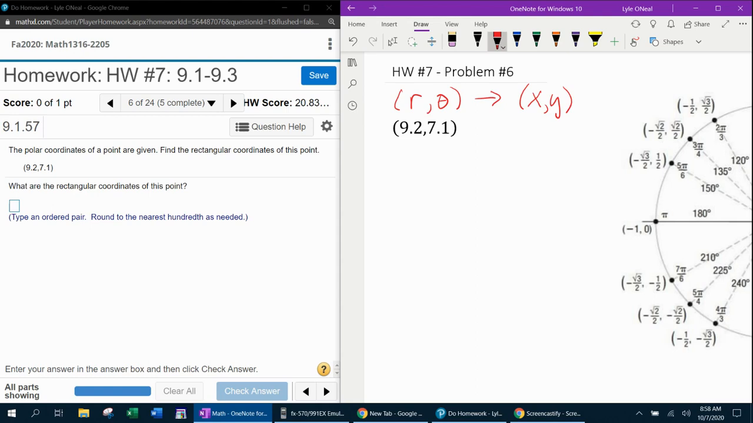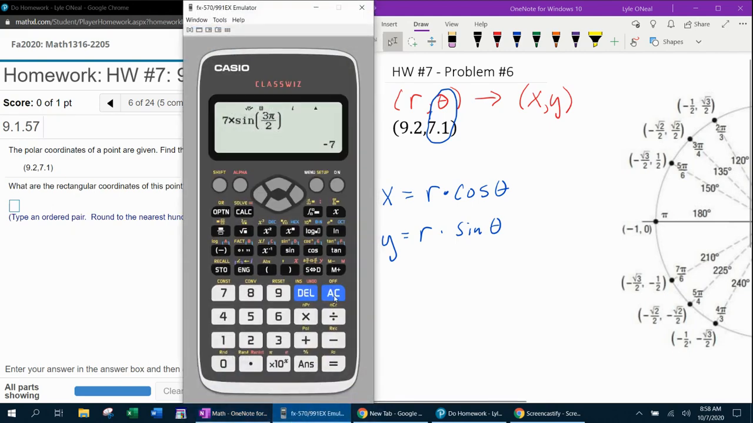Notice that my angle 7.1 does not have a degree symbol. Therefore, it is a radian angle. So if I want to find the x and the y coordinates, I'm going to use the formulas. X equals r cosine theta and y equals r sine theta. Remember that this angle, 7.1, is radians because there's no degree symbol. So when I use my calculator, I'm going to need to be in radian mode.